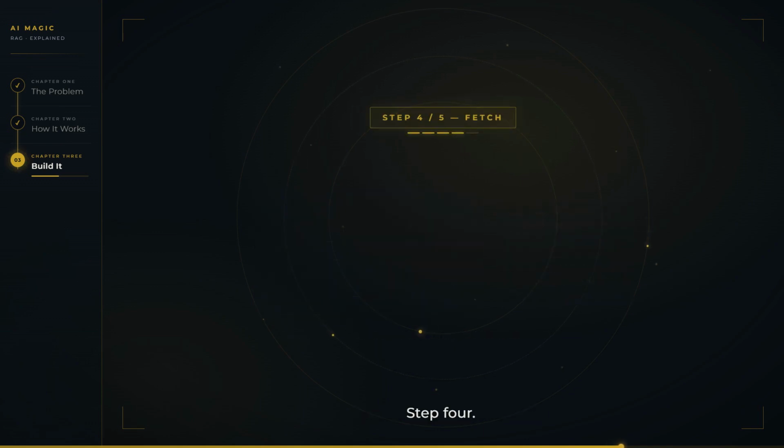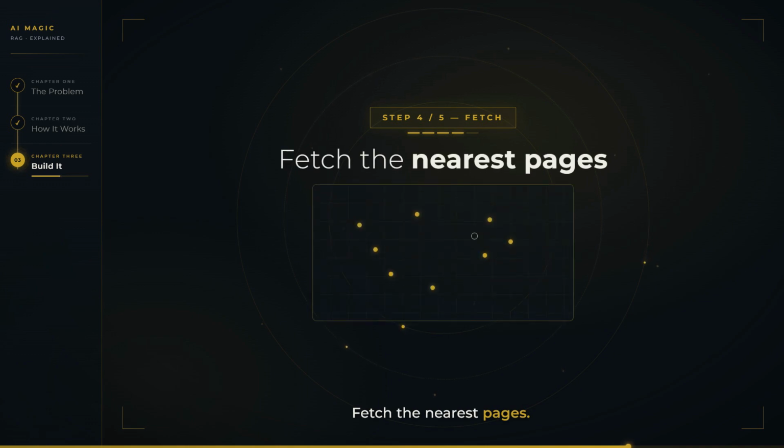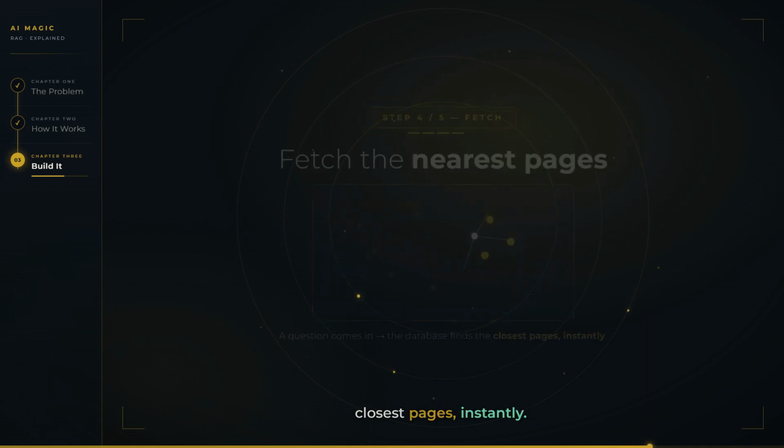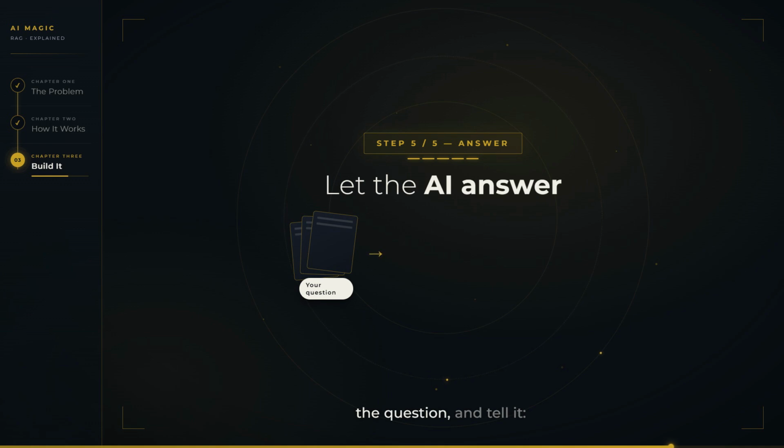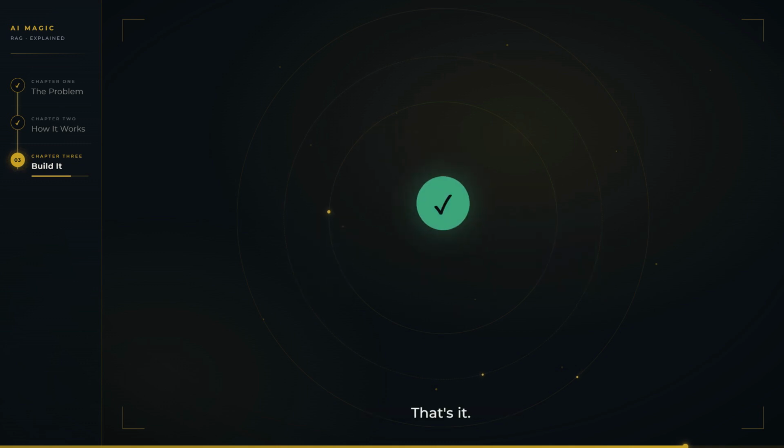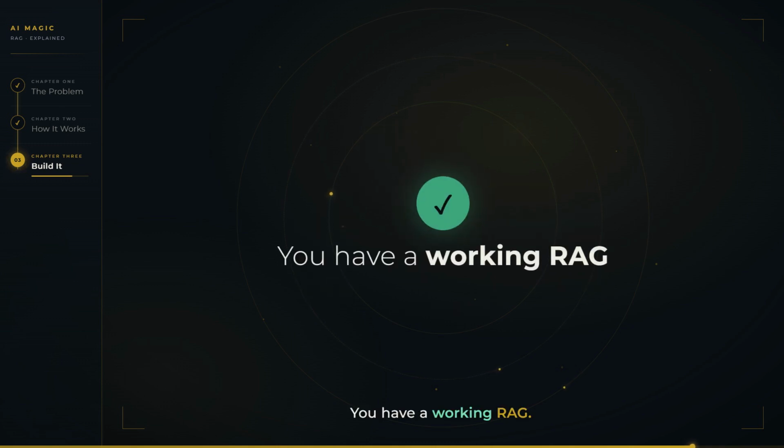Step 4. Fetch the nearest pages. When a question comes in, the database finds the few closest pages instantly. Step 5. Let the AI answer. Hand it the pages and the question and tell it, answer using only this. That's it. You have a working RAG.